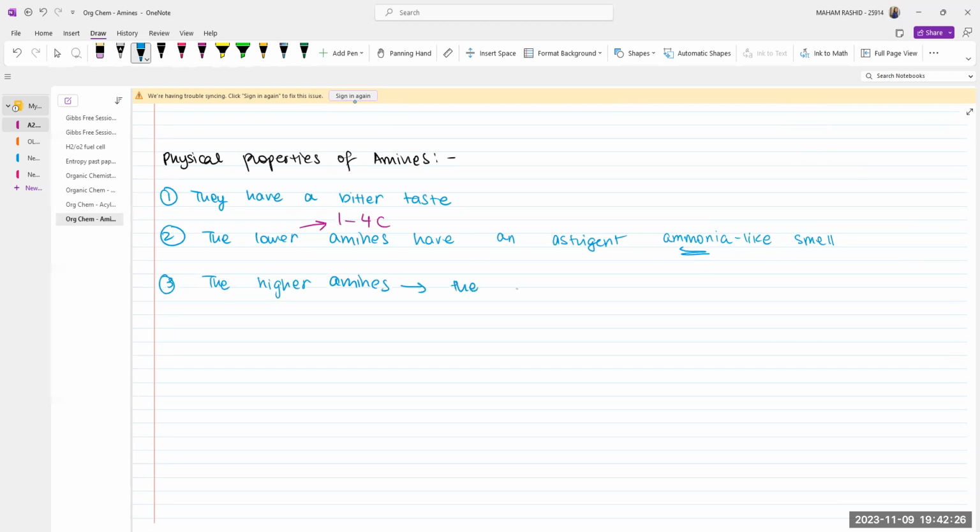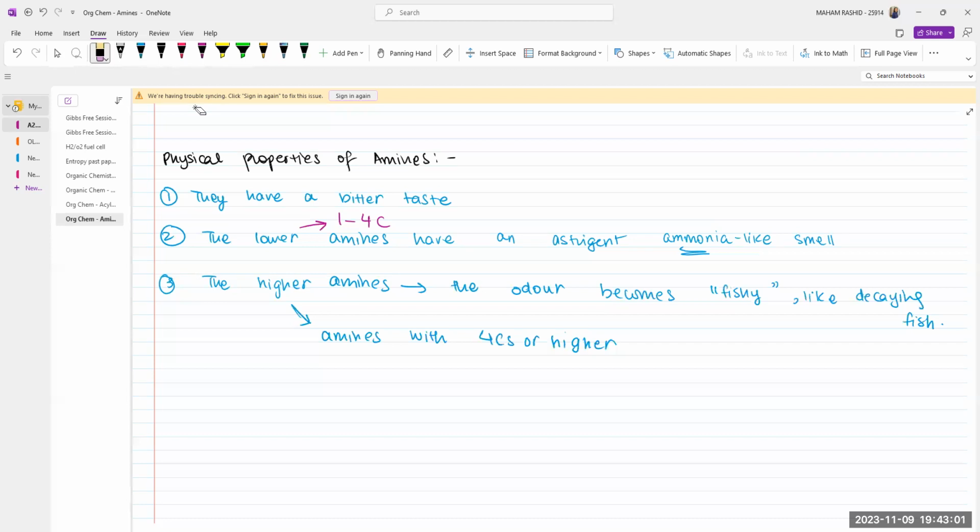And your higher amines, the odor becomes different. These are amines with 4 carbons or higher. And this could then be 3 carbons.